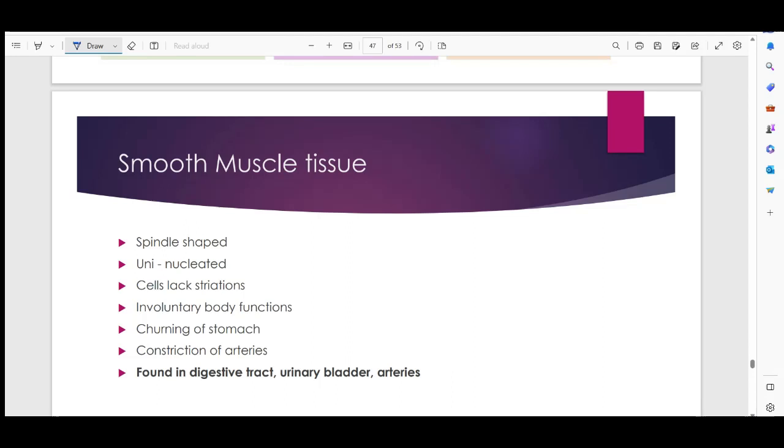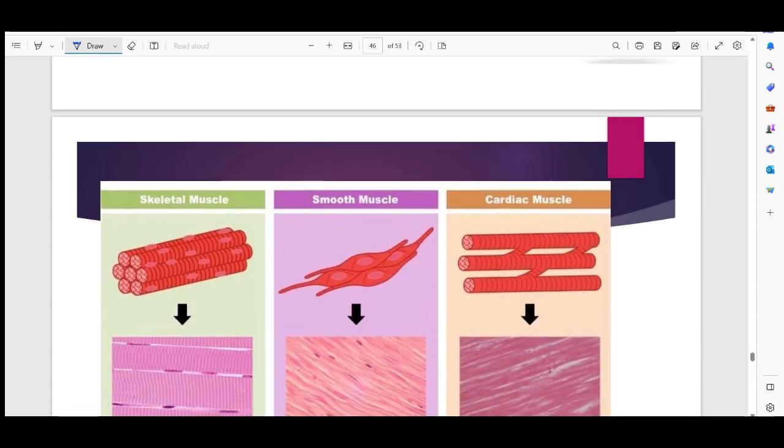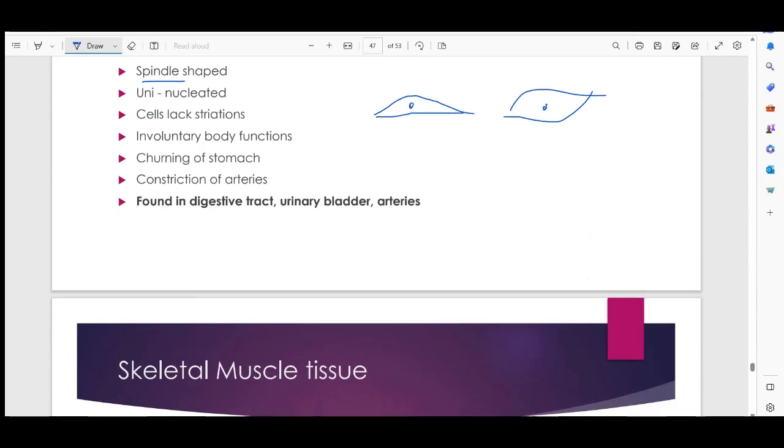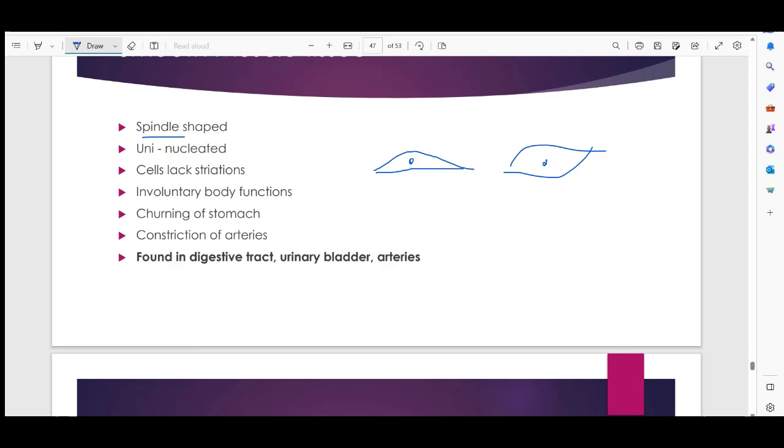Spindle shape. I don't know whether you've seen a spindle, but anyway, an example of a spindle shape would be the body of a fish. So this is the general idea of a spindle shape. You can see it here. This is a smooth muscle. It is spindle shaped and has a nucleus in the middle. And it has only one nucleus in one cell.